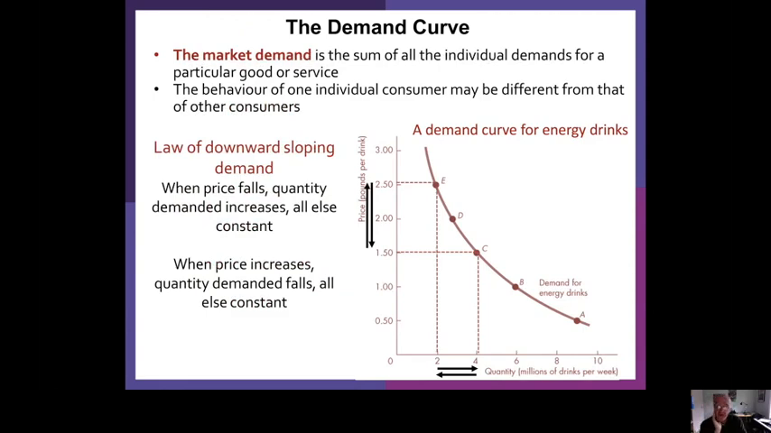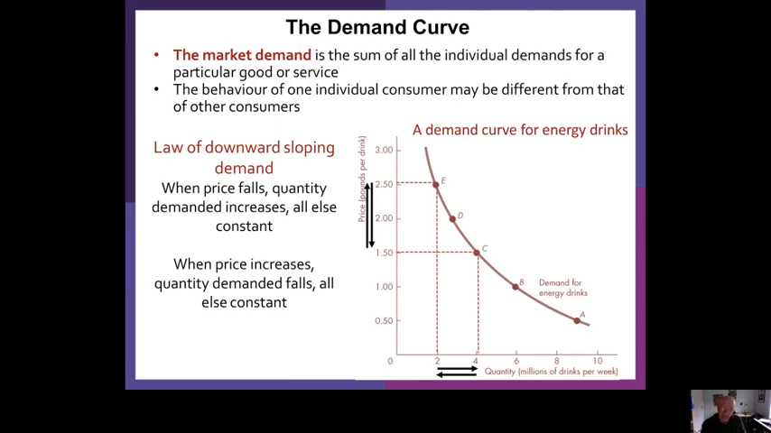On the next slide, it's just getting you to think about the effect of a change in the price. So it's sort of reinforcing the idea. It says what I said earlier. The market demand is the sum of all individual demands. Okay, fine. Let's move down. The law of downward sloping demand. When the price falls, the quantity demanded increases, all else constant, ceteris paribus, everything else held constant.